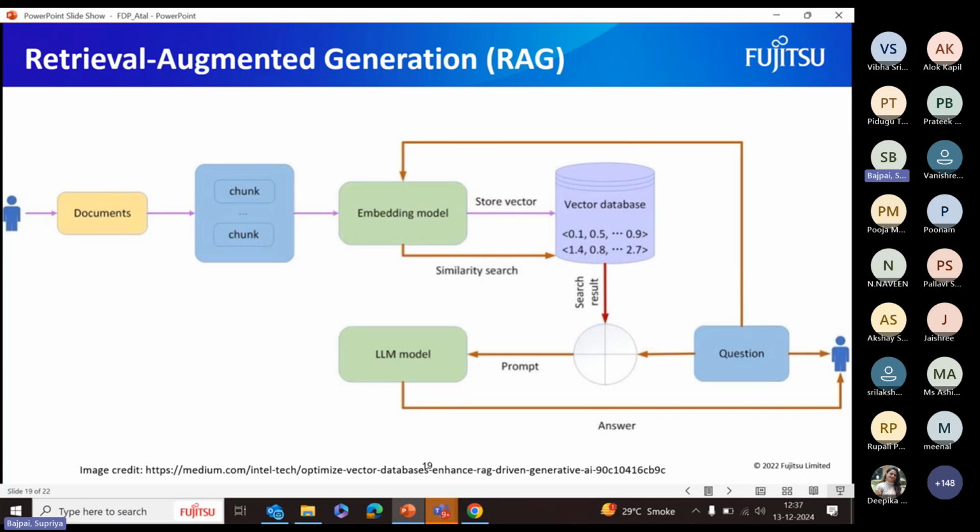So suppose you have a question like, how do I reset my password? The system will convert this question into an embedding, just like the embeddings of the chunks were generated earlier. Similarly, the embedding of the query is also generated. And then it performs the similarity search in the vector database.